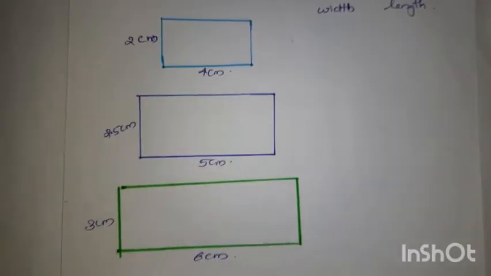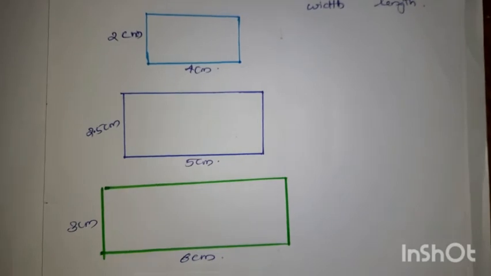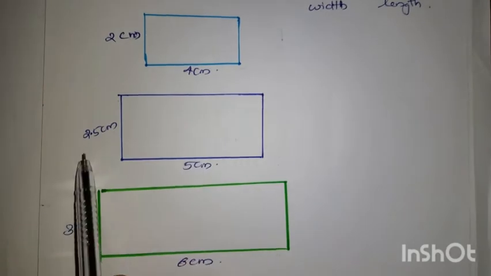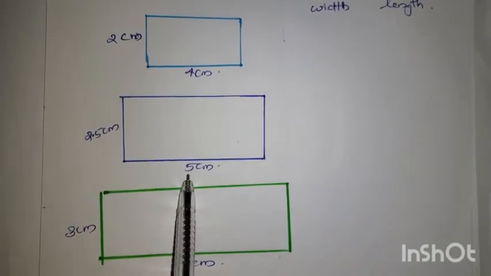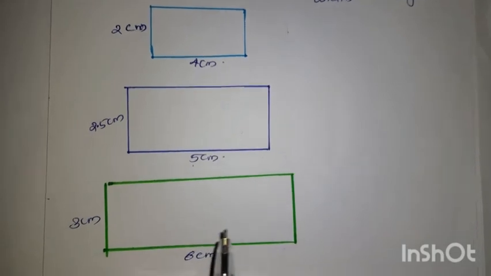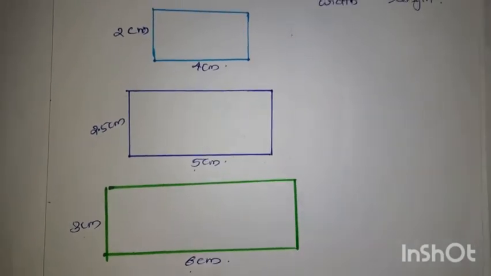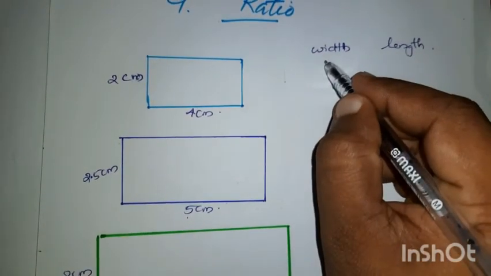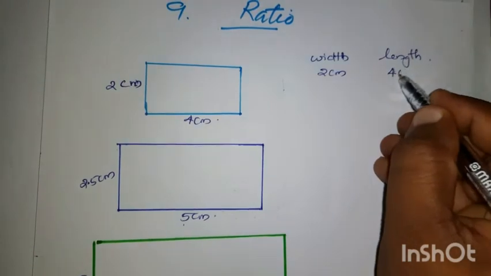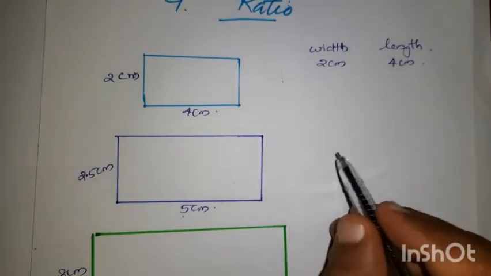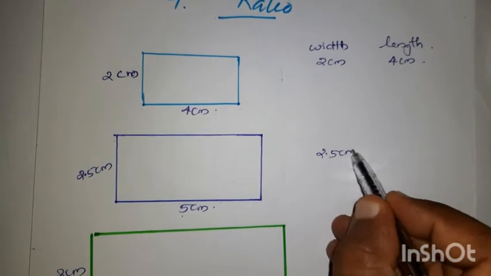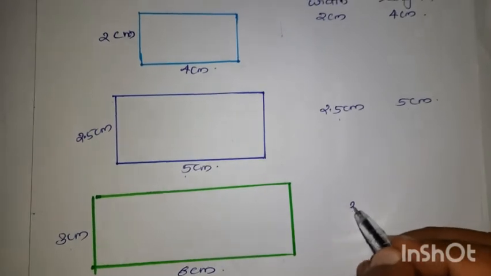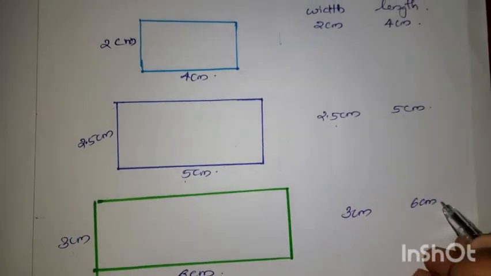You can see here 3 rectangles. See the measurements. Here the width is 2 centimeter, length is 4 centimeter. Here the width is 2.5 and the length is 5 centimeter. And here 3 centimeter and 6 centimeter. Writing the width and length: in the first case, the width is 2 centimeter, the length is 4 centimeter. Here it is 2.5 centimeter and 5 centimeter. Here it is 3 centimeter and 6 centimeter.